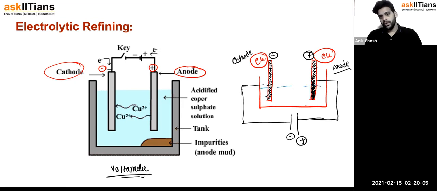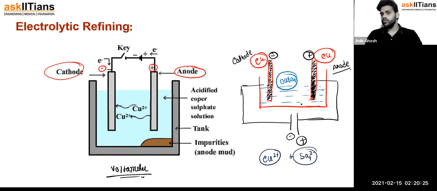Now if in the beaker I put some blue copper sulfate solution, then what would happen? In the first step, copper sulfate is going to get broken into Cu2+ and SO4 2-. And now this Cu2+ is going to go towards the cathode, because the cathode is negatively charged. Now, what would happen in the cathode?